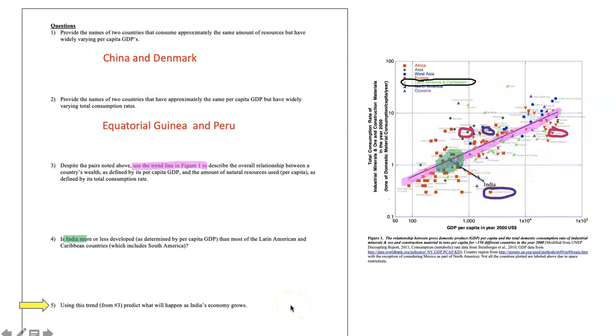Finally, it says, using this trend, predict what would happen if India's economy grew. So if India's economy grew, which means it's going to be moving to a higher number in the GDP per capita category, what's going to happen to the total consumption rate? What would you predict for India?